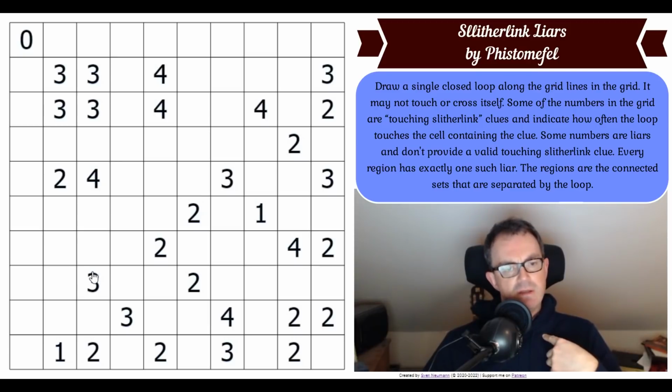3 means that we have to touch the cell boundaries around the 3 clue 3 times. So you can't even have 2 edges connected, I don't think, because if you did that, I think that clue would be a 2, because it gets touched once here, and then once for the 2 edges there. Oh no. Okay. But the 4, let's just think about the 4 for a moment.